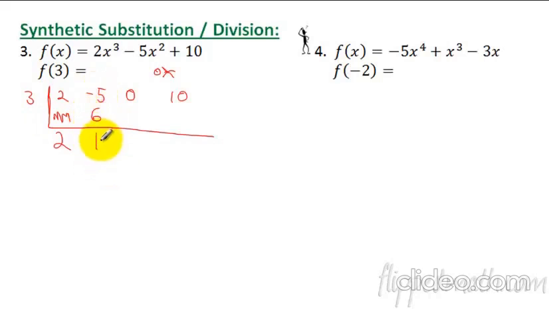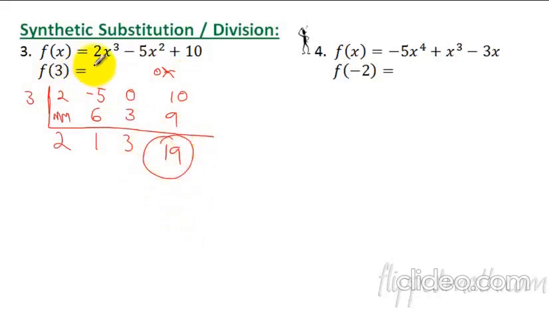And now you do it again. 3 times 1 is 3. And then you add straight down. 0 plus 3 is 3. And you do it again. 3 times 3 is 9. And then you add straight down and you get 19. This is your answer.